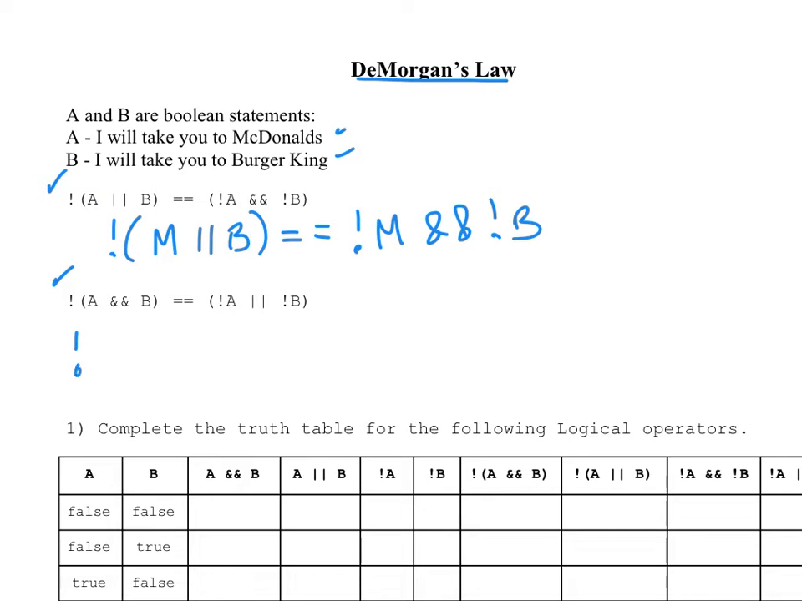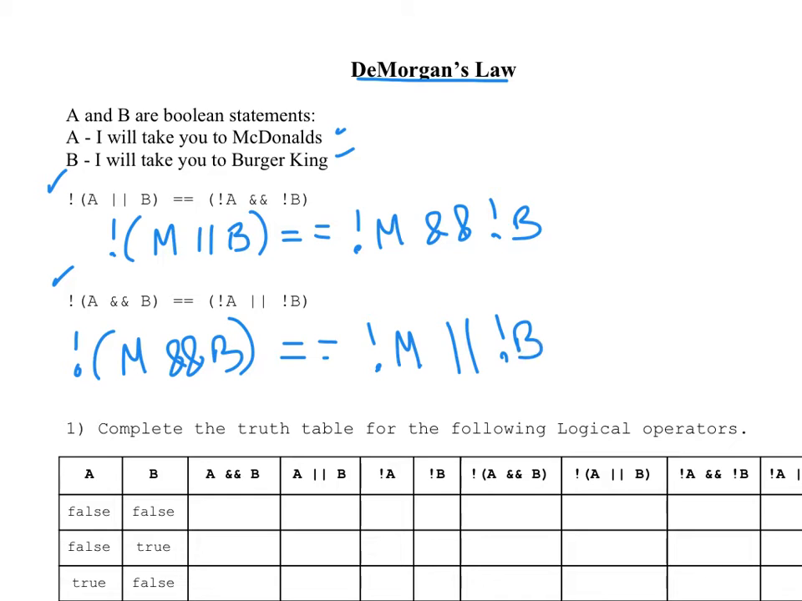So down here, this one says it is not the case that I'm taking you to McDonald's and Burger King is equal to... to me, that sounds like I'm not going to take you to McDonald's or I am not going to take you to Burger King. Okay, so I could take you to one of them. I'm just not going to take you to both of them. I don't know if that maybe makes sense. But what this says is that these are logically equivalent.